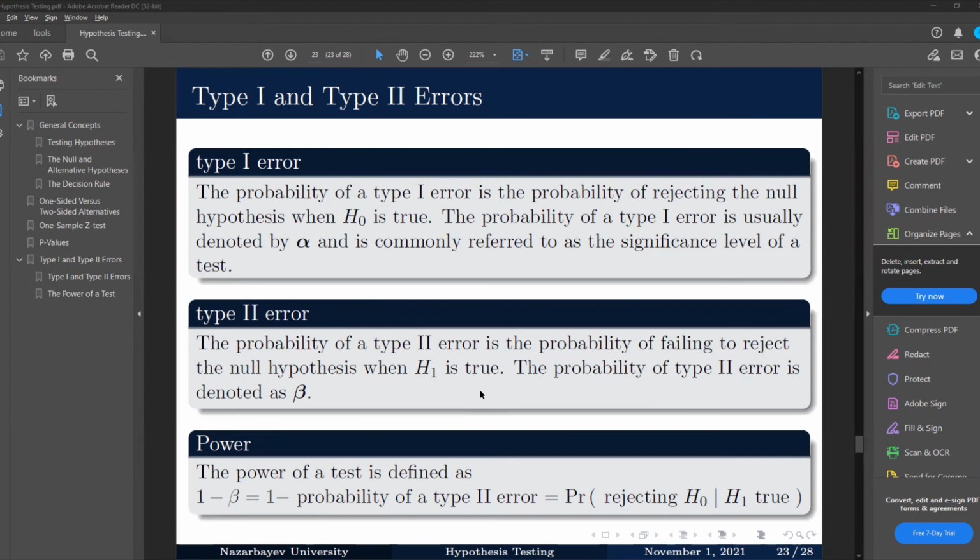Type two error is the probability of failing to reject the null hypothesis when alternative hypothesis is in fact true. Let's assume that you are conducting some screening test for some disease, and null hypothesis in that case is that your patient is not sick and disease free. Then making type two error in that case would mean that you falsely fail to reject null hypothesis that the patient is not sick, when in fact, let's assume that he has this illness.